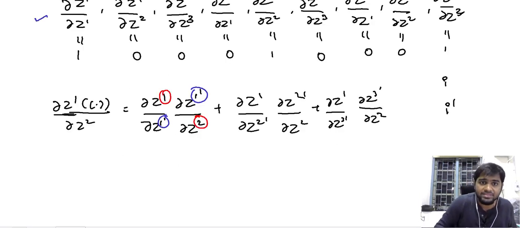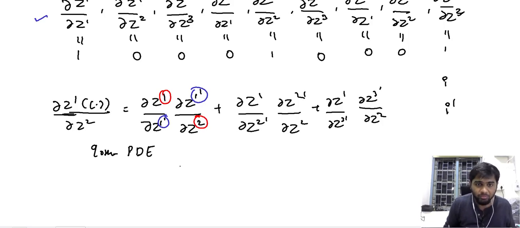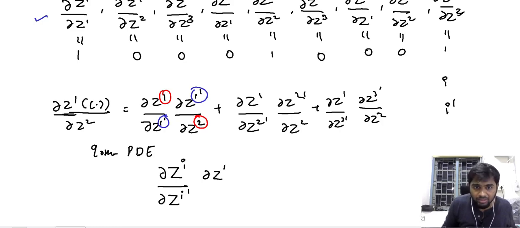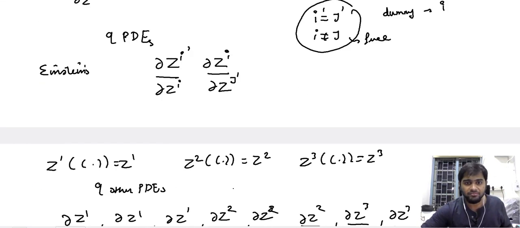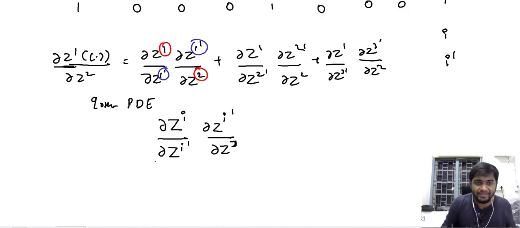Therefore, our representation of the 9 other PDEs would be of this form, wherein the partial derivative of zi with respect to the dummy variable, and again with respect to the dummy variable, set j. The reason we have j here is because the free variables can be identical or not identical. Now what we have done is represent 18 different PDEs using a set of two relations.